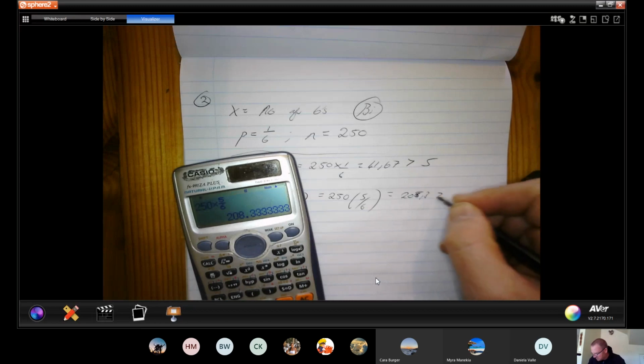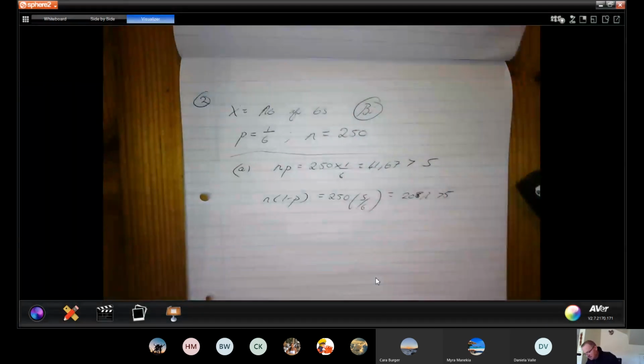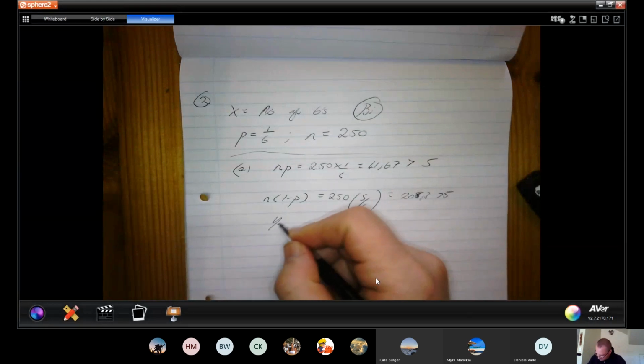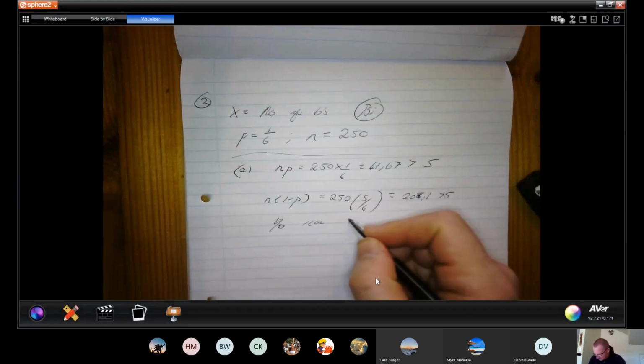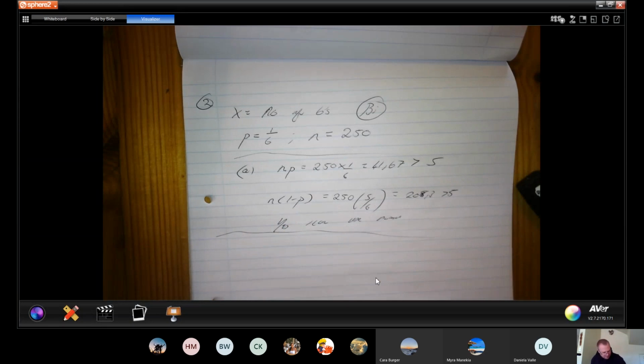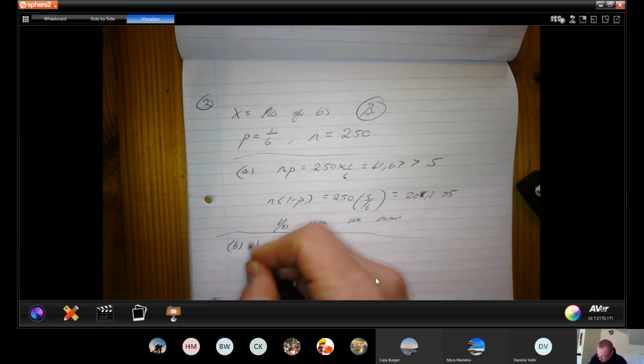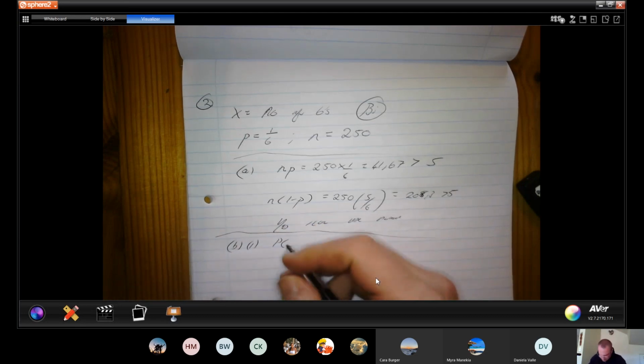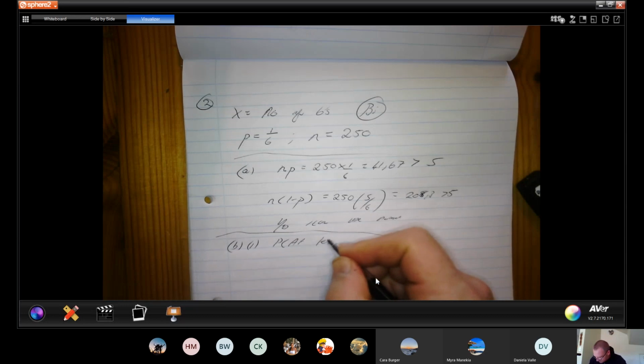Okay, which is bigger than 5. So this is a pretty good fit. So yes, we can use normal. Then next question B. It says, using the normal approximation, find the following probabilities. So B number 1, we've got to get the probability of at least 56s.